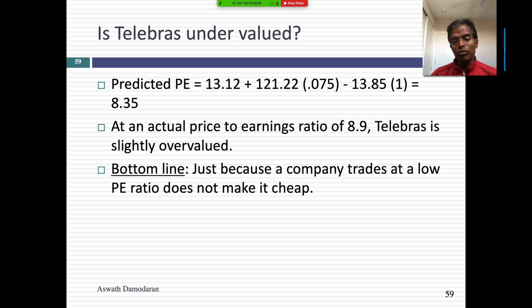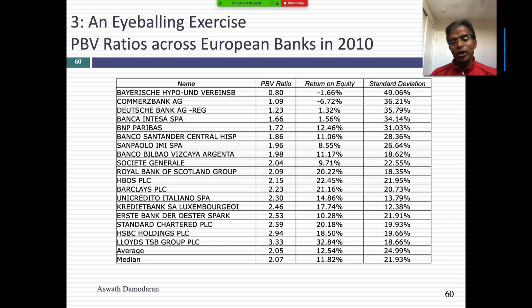Essentially, look for what drives your multiple. It'll allow you to get past the storytelling. So I get fired as the telecom analyst. I land on my feet, and now I'm the European bank analyst in 2010. And here's what European banks look like in 2010. I've listed out their price to book ratios in the second column, the returns on equity, and standard deviations.